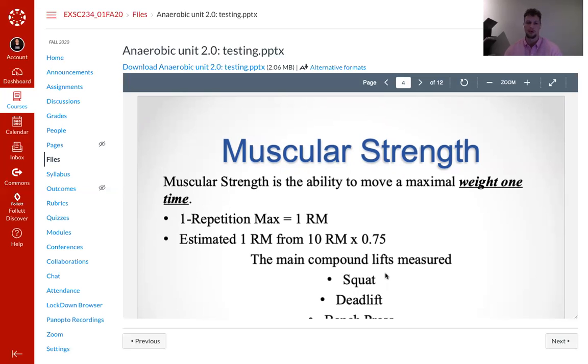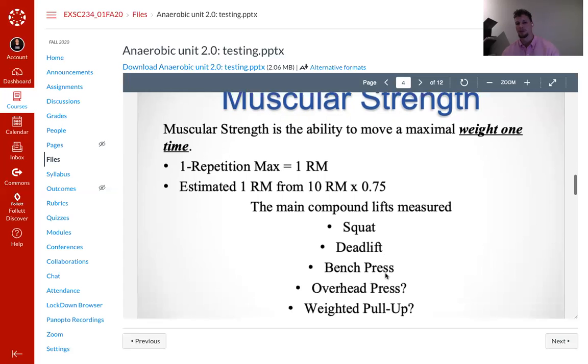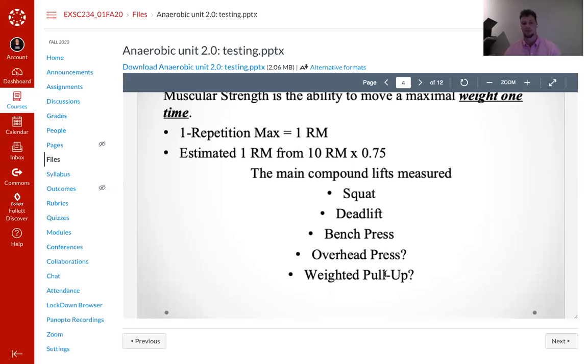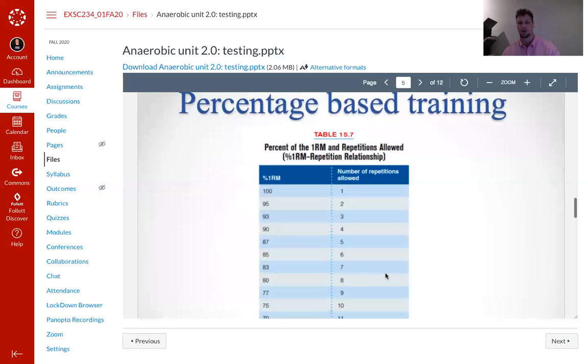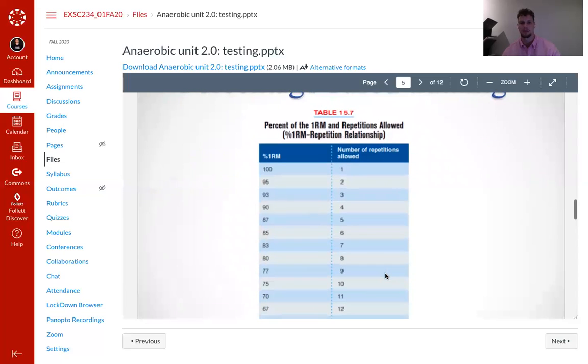You can estimate your 1 rep max from your 10 rep max by simply dividing it by 75%. The main compound lifts measured typically are squat, deadlift, bench press, overhead press, and weighted pull-up. I've actually attached a chart directly out of the NSCA's textbook, the Essentials of Strength and Conditioning. This chart goes a little bit more in depth on the estimation of your 1 rep max. So earlier we said your 10 rep max would be about 75% of your 1 rep max.